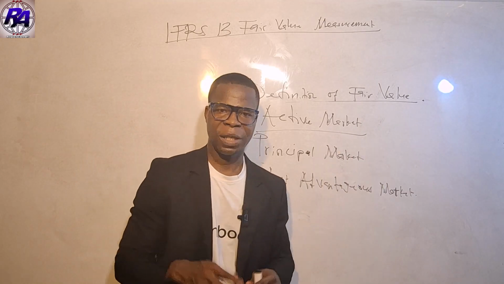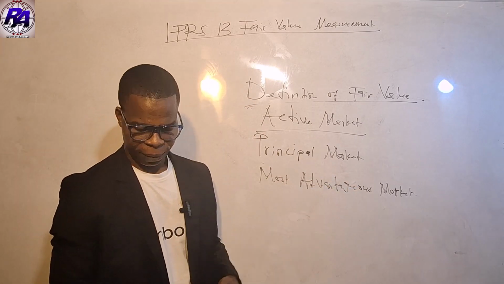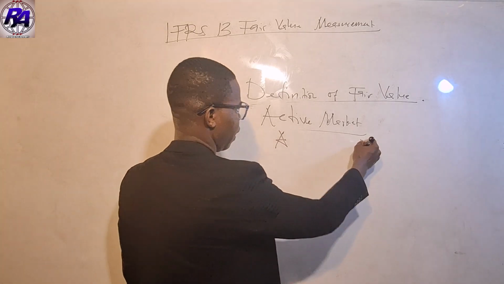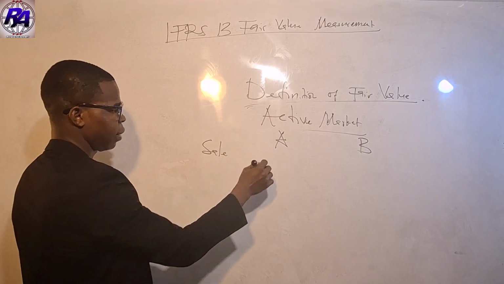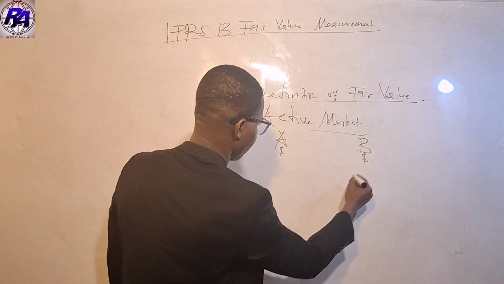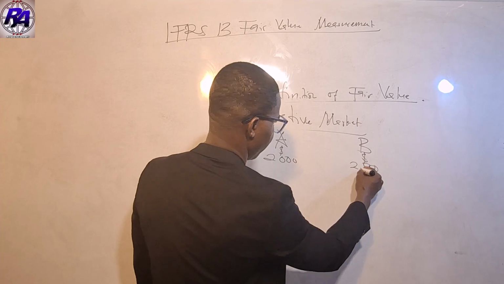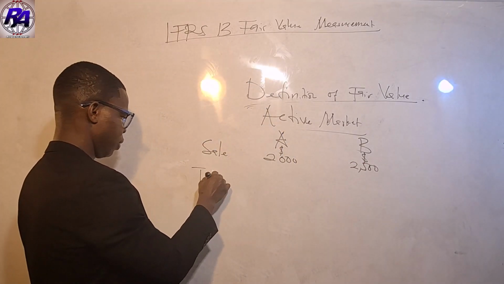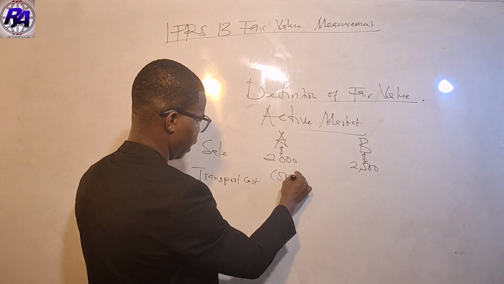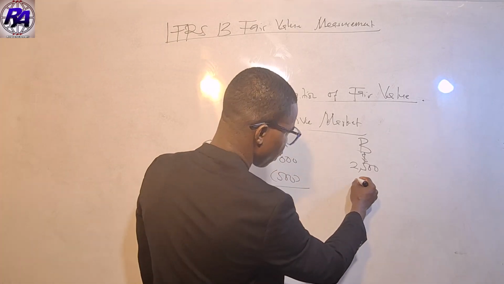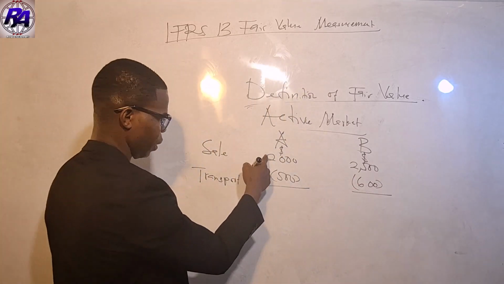Now, let's use some simple calculations to establish our understanding of the principal market and the most advantageous market. Assuming that we have market A and market B, and we are making a sale here of 2000 and this is 2500, and there is a transport cost of 500 here, and then a transport cost of 600 over here.